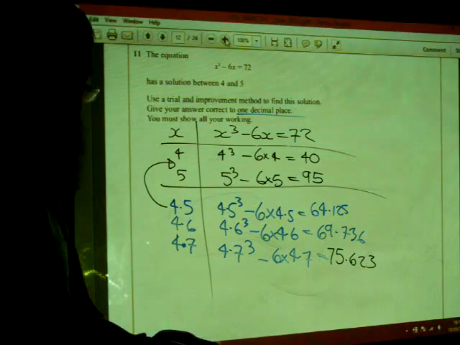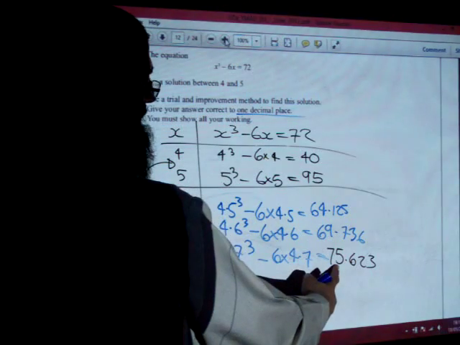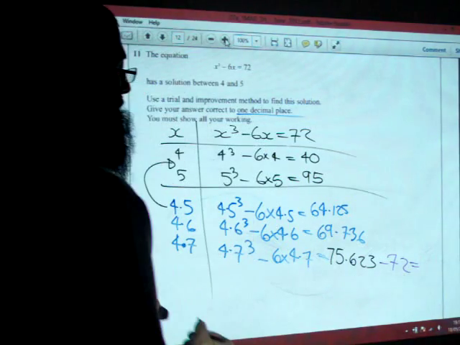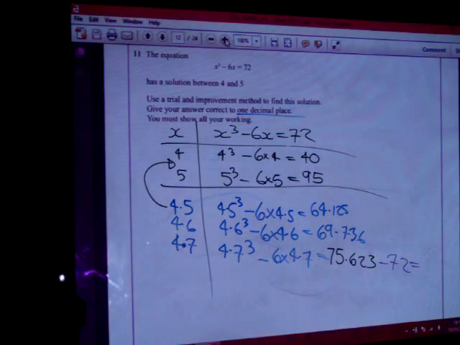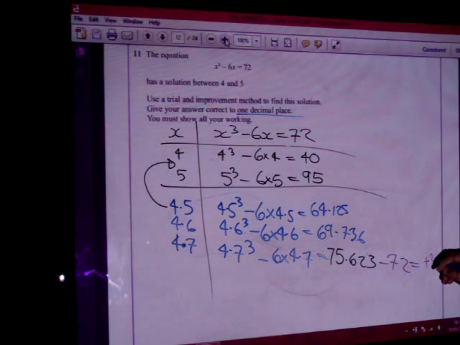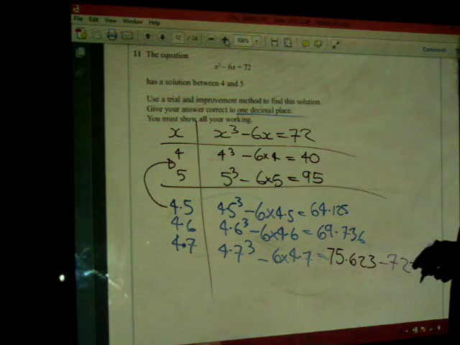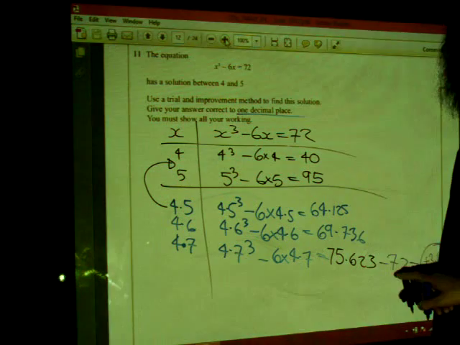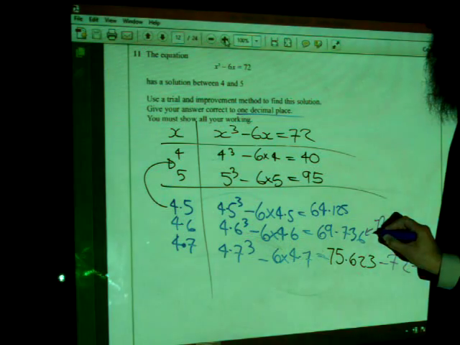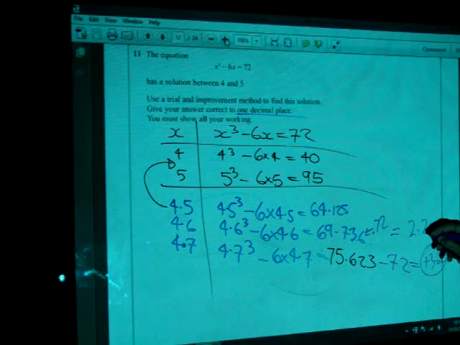So now we just have to work out by doing a difference calculation. I would like you to do it now. 75.623, we take away 72, my target. What do you get? 75.623 minus 72 will give you an answer of 3.623. So this number is 3.62 above the target. Now we need to do 72 minus the other number, 72 minus 69.736. What will that give you? 2.264.